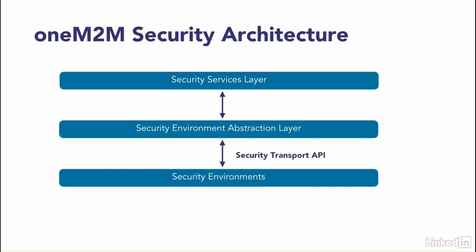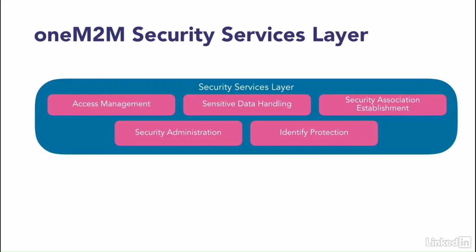The security environment is a logical entity that provides sensitive functions operating on sensitive data, secure storage, and other resources or functions. The security services layer provides 5 essential services: access management, sensitive data handling, security association establishment, security administration, and identity protection. Let's see what these services are one by one.